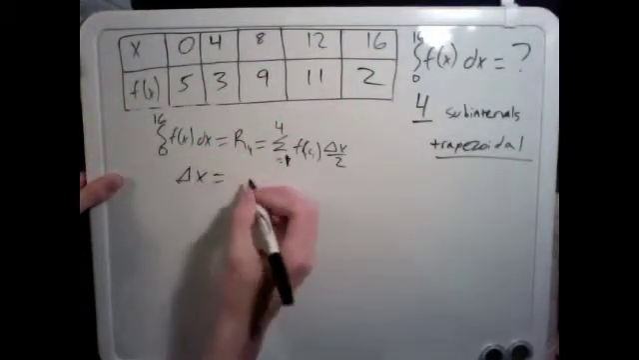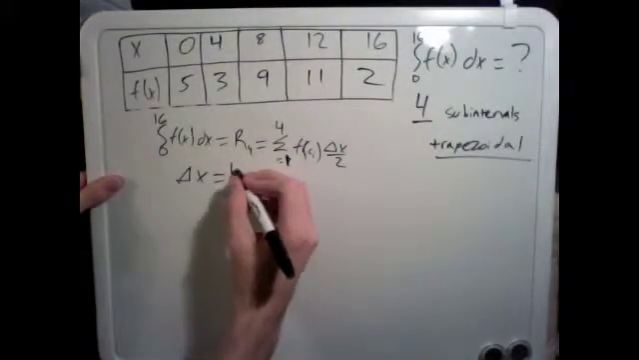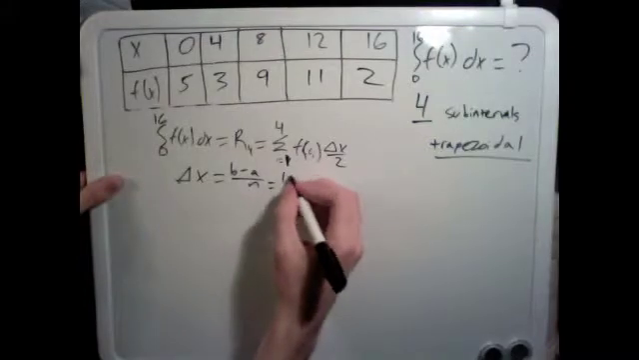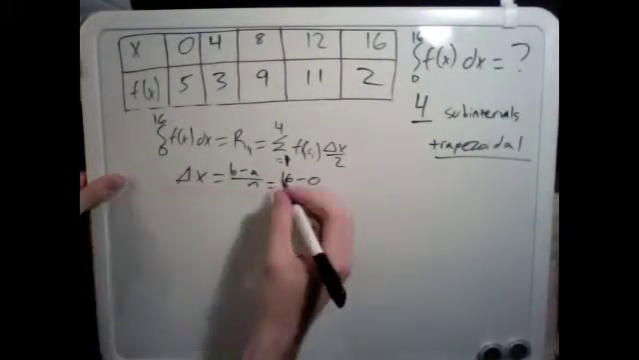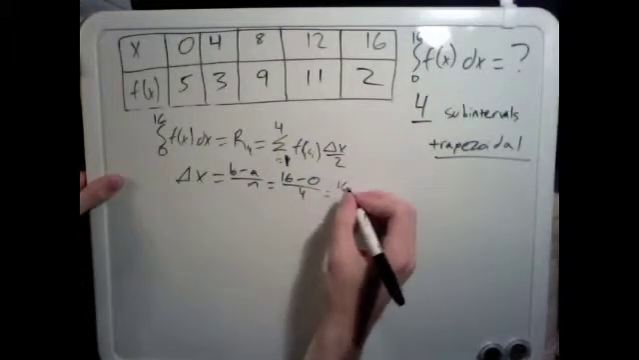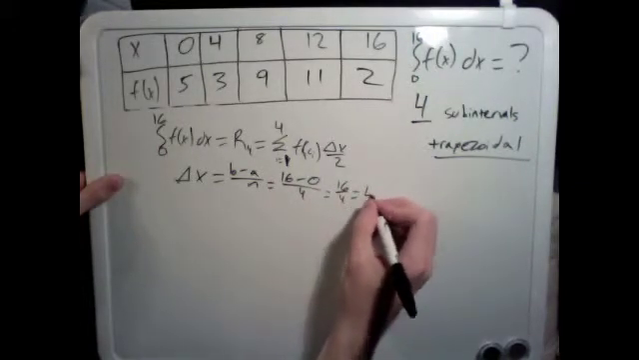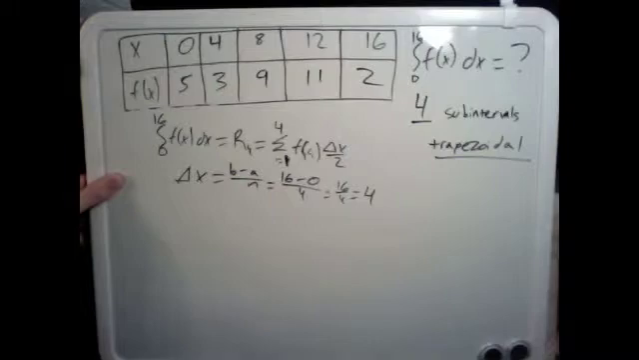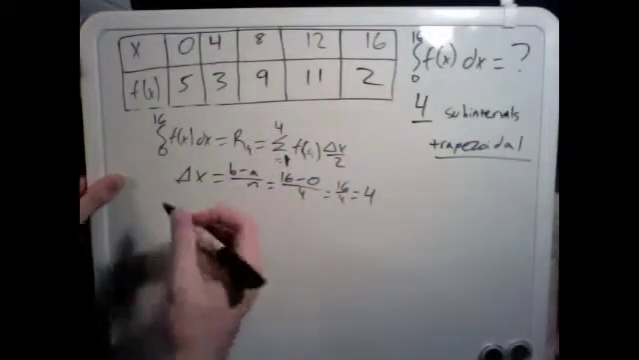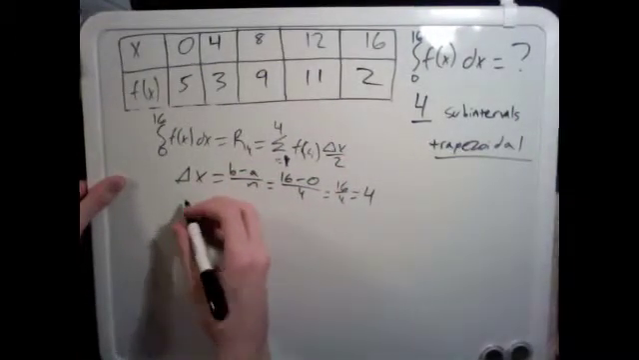So our delta x is found the exact same way. It's going to be b minus a over n. Our b is 16, our a is 0, and our n is 4. So our delta x is equal to 4. Now we're going to find our R4 now that we know delta x.